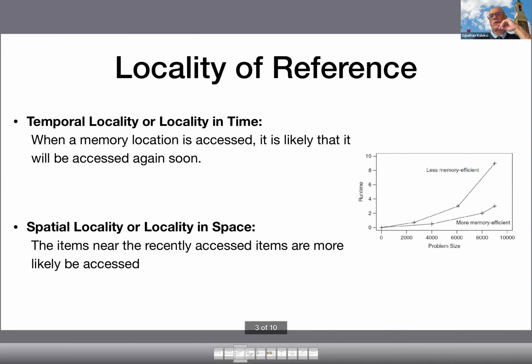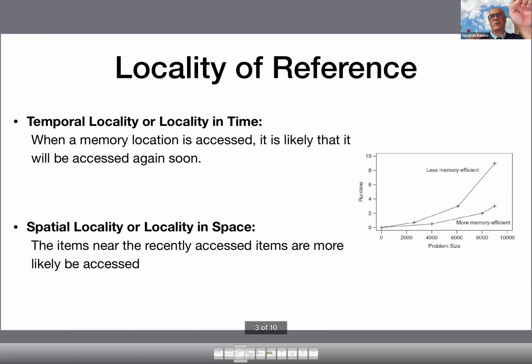And the second one is the locality in space. Locality in space means, if you're accessing a data point, again, it is more likely that you will be accessing the data points near to that recently accessed item. So if you are accessing, let me say, the third position in an array, you may assume that you will be accessing the fourth, fifth, sixth, or first, second positions, again, nearby. So that is called the locality in space.